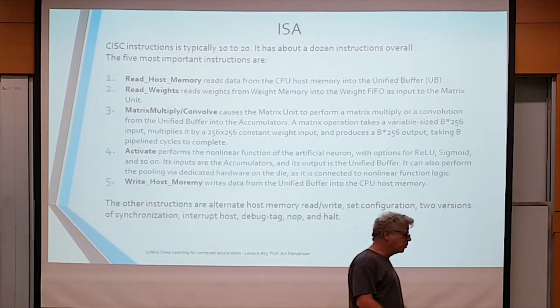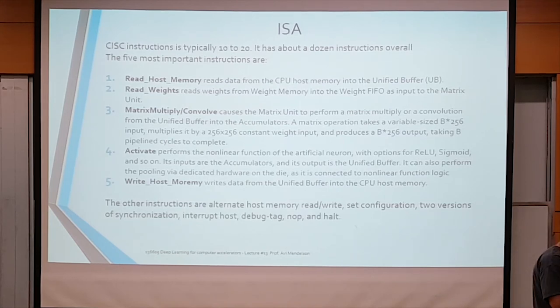Again, the world was RISC, this complex instruction set architecture moved to RISC. Now they move back to CISC. In the CISC architecture, they have instructions: read from host, read weights, matrix multiply, which is one instruction that gives you the ability to multiply by a 256 by 256 matrix. It takes many pipeline cycles to complete, but on average, every cycle you complete another matrix multiply, which is amazing.